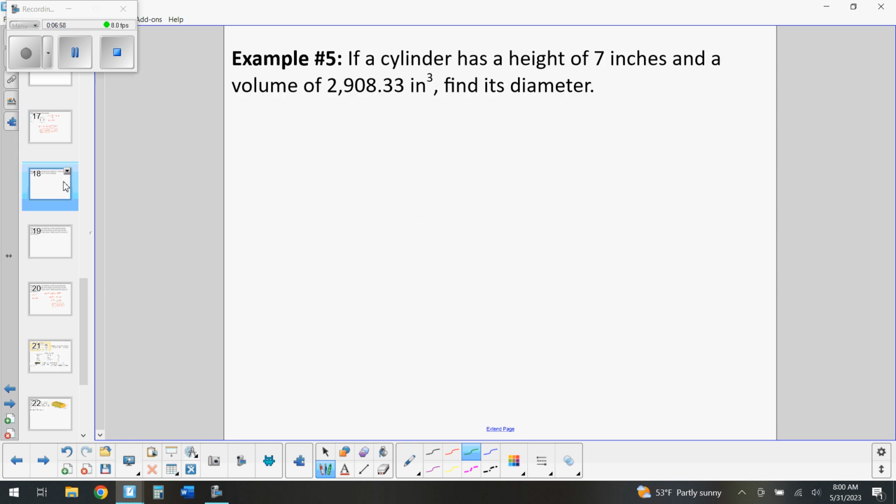Example 5: if a cylinder has a height of 7 inches and a volume of 2,908.33 cubic inches, find its diameter. So if we take the formula for volume, which we know is pi r squared h, I'm going to plug in 7 for h, equals the volume that they gave me.